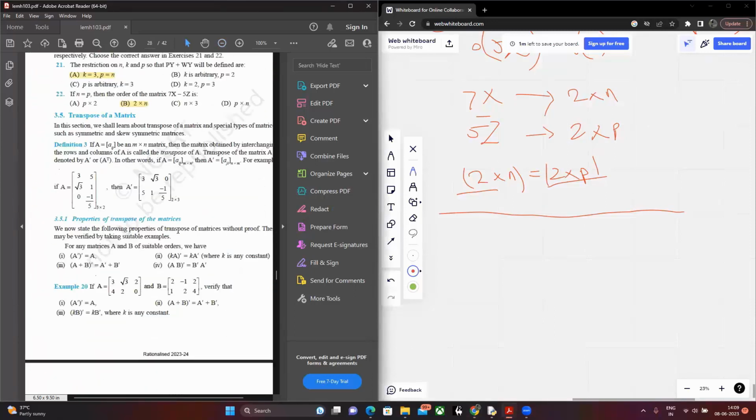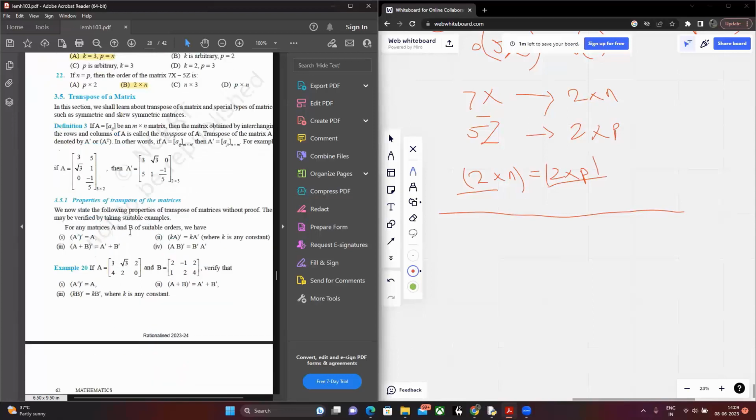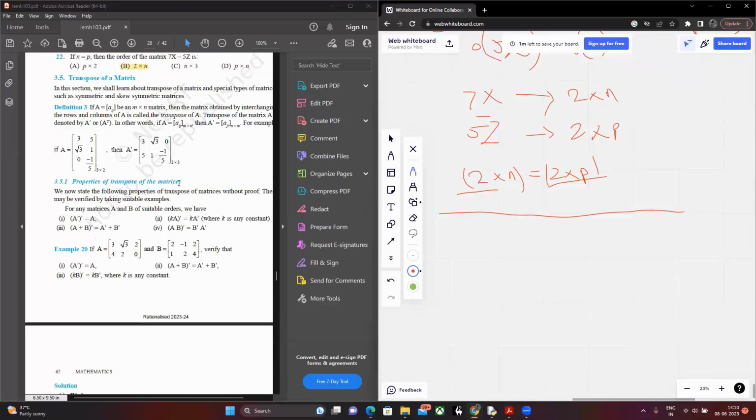Just look at these examples for more examples on transposes and how you deal with the orders and etc. Because sometimes when you deal with transposes, you forget about the order and you start multiplying and dividing with the original order, which makes no sense, first of all, and leads you to the wrong answer, right? So that's actually very important.